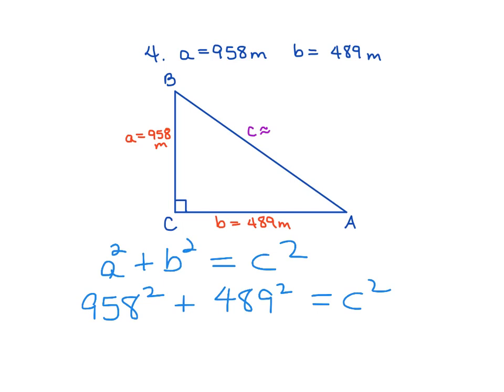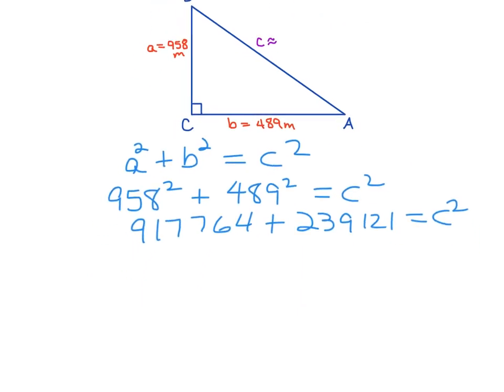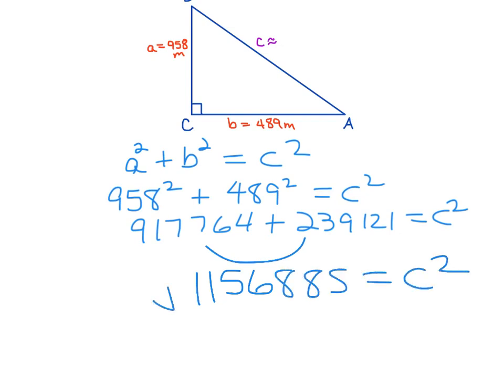So 958 times 958, or squared, is 917,764. And then 489 squared is 239,121. I'm going to add them and then square root them. When I add them, 1,156,885. That's C squared. To find C, square root it. Let's see.